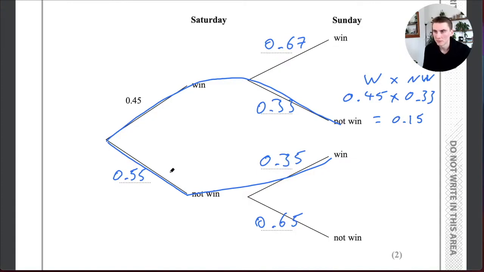Alright, then we've got this next one. So not win and a win, so we can do not win times win, which is 0.55 times 0.35.